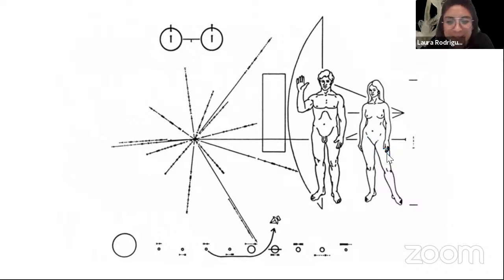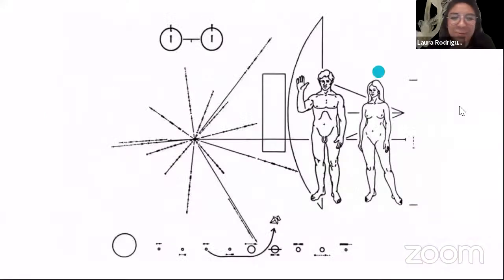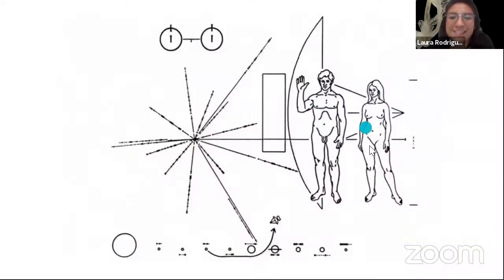And you can see that the male genitalia is quite well represented, but the female genitalia is not accurately represented. So what Joe Davis did is send, a few years later, a message like, hey, we forgot this part actually. So this is a response for the missing part of the genitalia of the woman in a scientific project, created as an answer by an artistic project. So this is the Germanic rune that was represented as the genitalia that the scientists forgot to send to space.